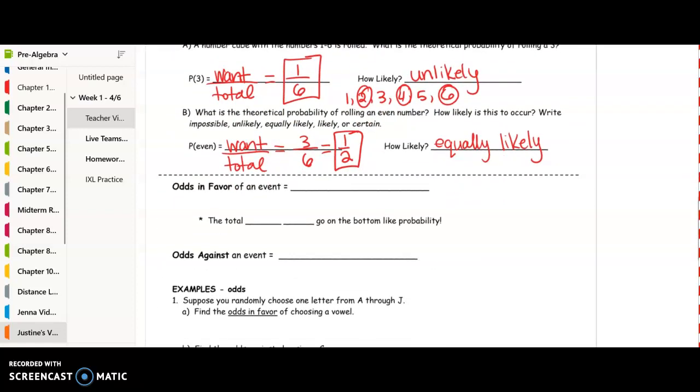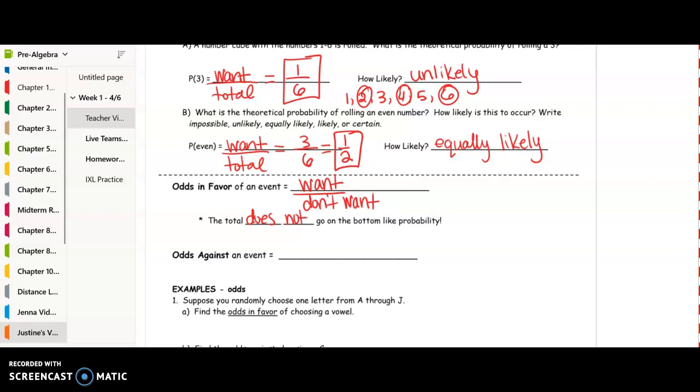All right, so again, probability is always what you want to happen over the total. Okay, so now we're going to move on to odds. So odds in favor of an event is what you want to occur over what you don't want. Okay, so it's not over the total anymore, it's over what you don't want. So the total does not go on the bottom. And that's always the mistake people make. So for odds, they'll still put the want over the total, but then they're actually finding probability and not the odds.